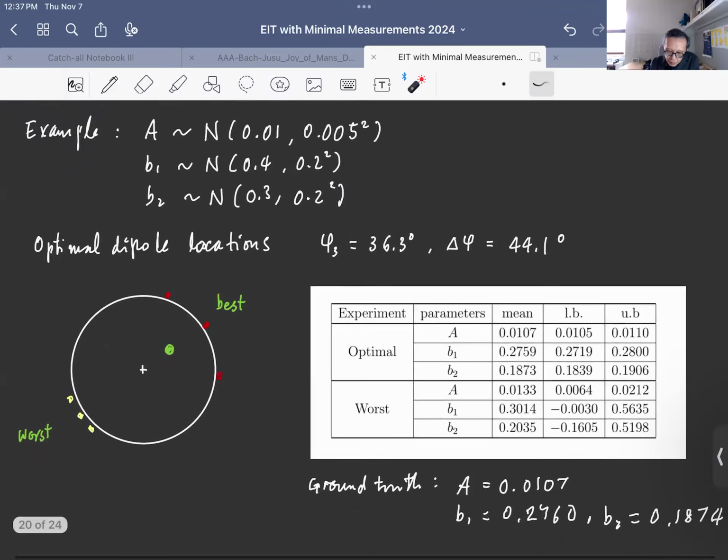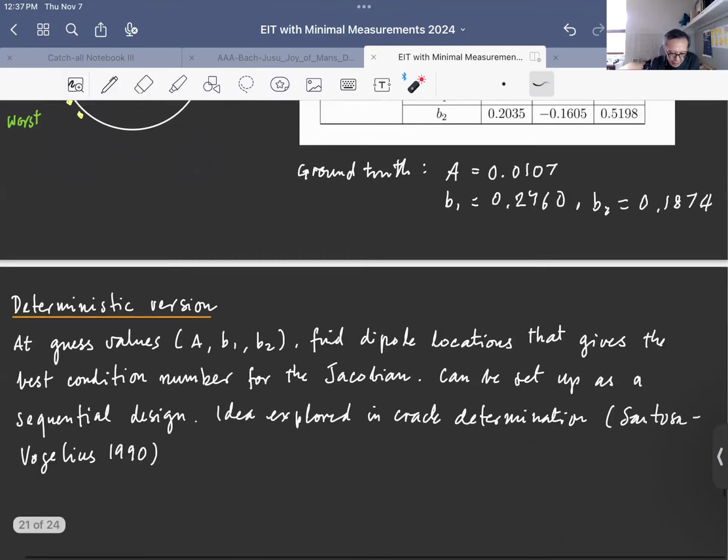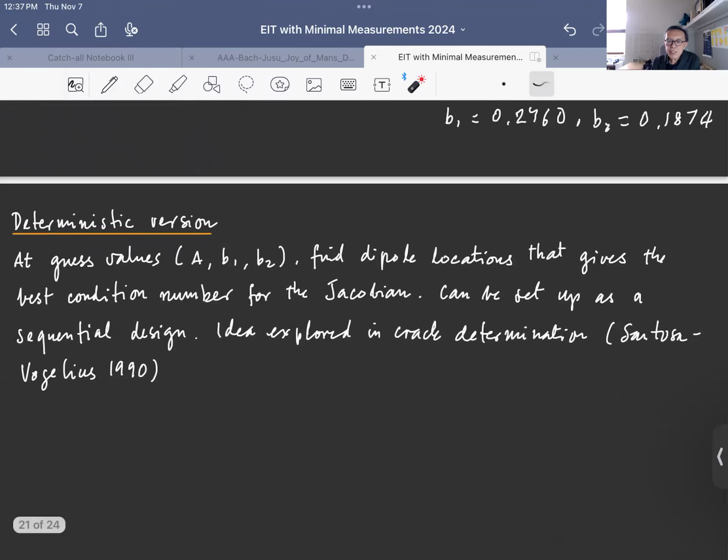One other aspect that I think is worth thinking about is, are there other proxies for information gain? Another possibility is that at the guess value, where you are, if you're doing it iteratively, you get an estimate of the area and the location. The next thing you do is find, from the guess value, dipole locations that give you the best condition number for the Jacobian of the forward map. And this can be set up as a sequential design problem, a greedy sequential design.